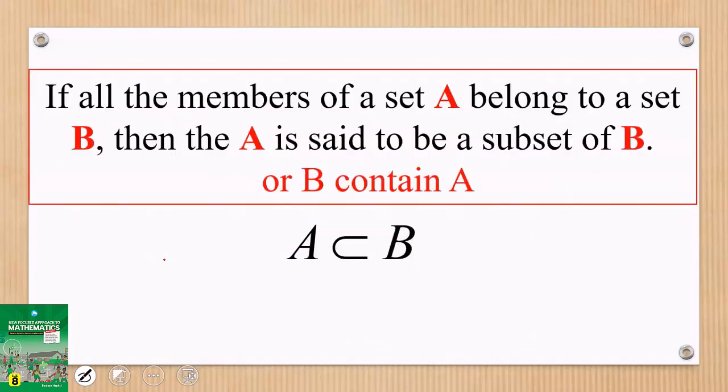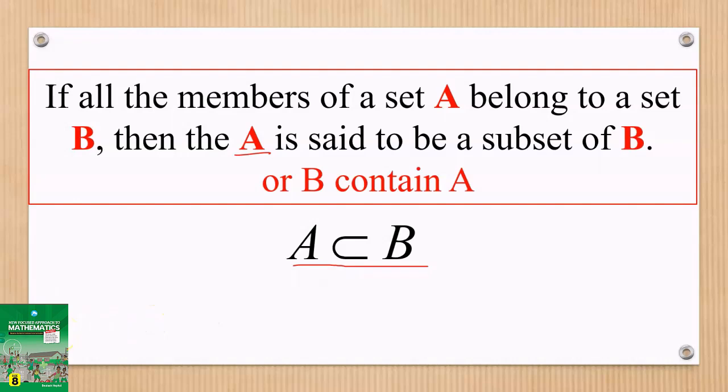So if all the members of a set A belong to a set B, then we can say A is said to be a subset of B. That means all of set A belongs to set B. Or we can say B contains A, and we write it like this, like we said earlier on. A is a subset of B.